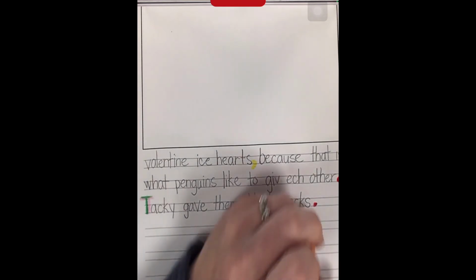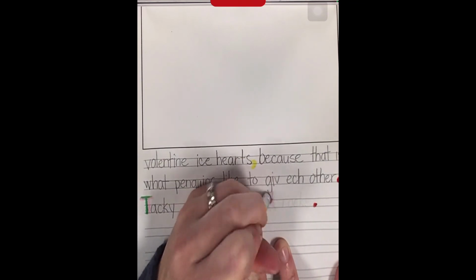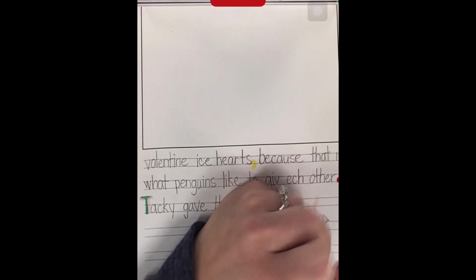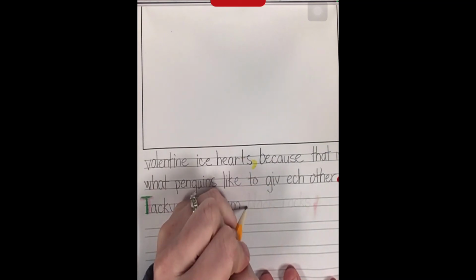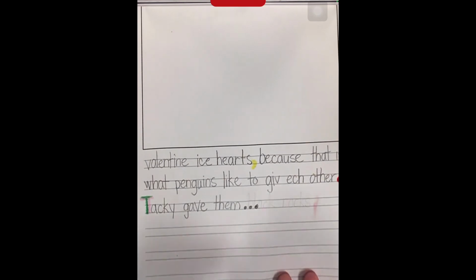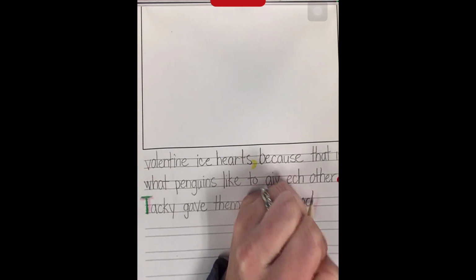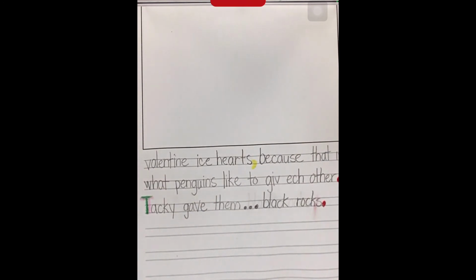I think I'm going to change my writing. I want the reader to hold out his or her voice when reading. So, Tacky gave them, I'm going to do three dots called ellipses. Tacky gave them, now I'm going to put black rocks. I like how that sounds better. All right, I have written a lot today for my middle, and I did not get to my problem, so I'm going to have to do that tomorrow.